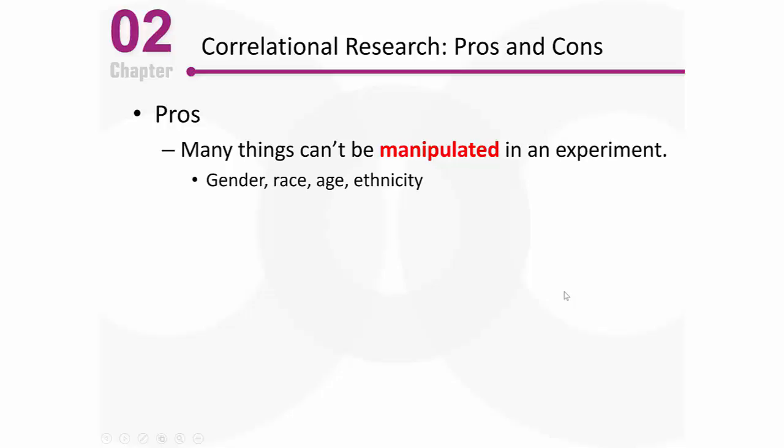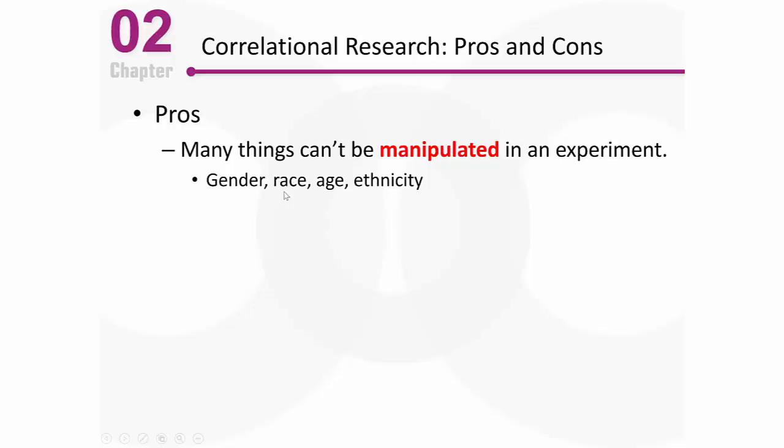So there are a variety of things that we have to study correlationally, which means all we can do is measure those variables and see how they're related. Things like a person's gender, male or female, a person's race. In social psychology, we do lots of research where we're looking at white subjects and black subjects to see if there are some differences, particularly regarding stereotypes and discrimination. We might be looking at someone's age or their ethnicity.